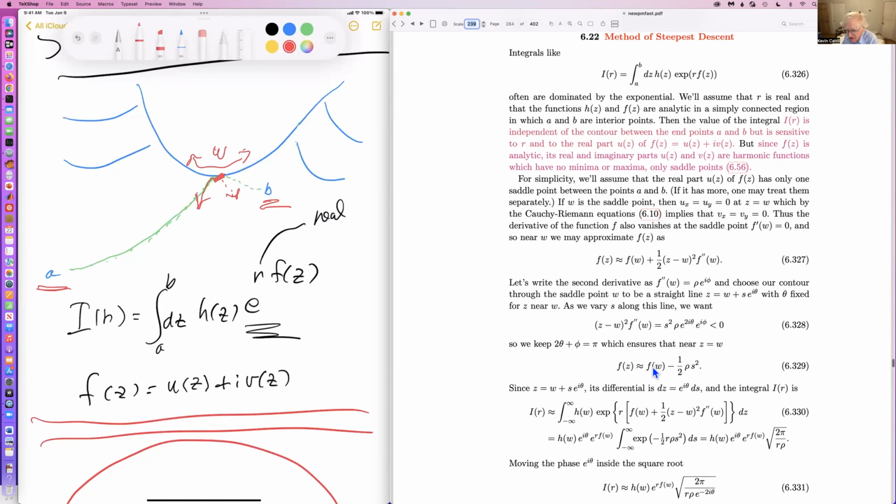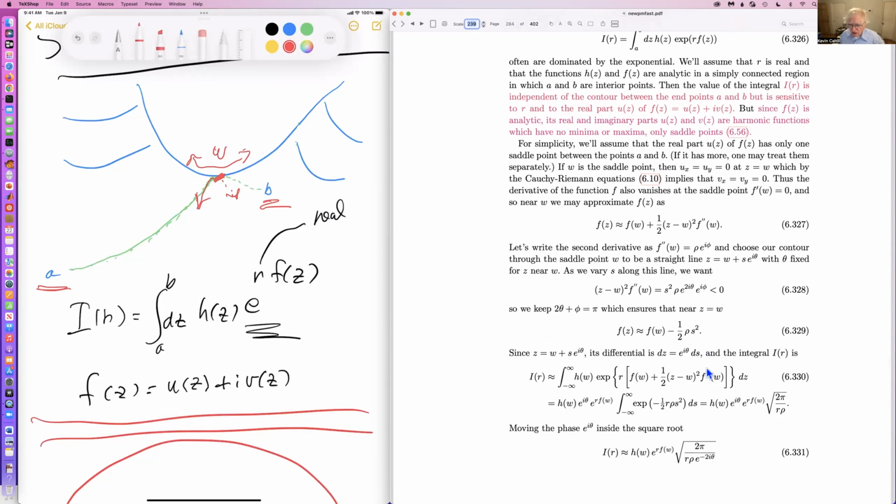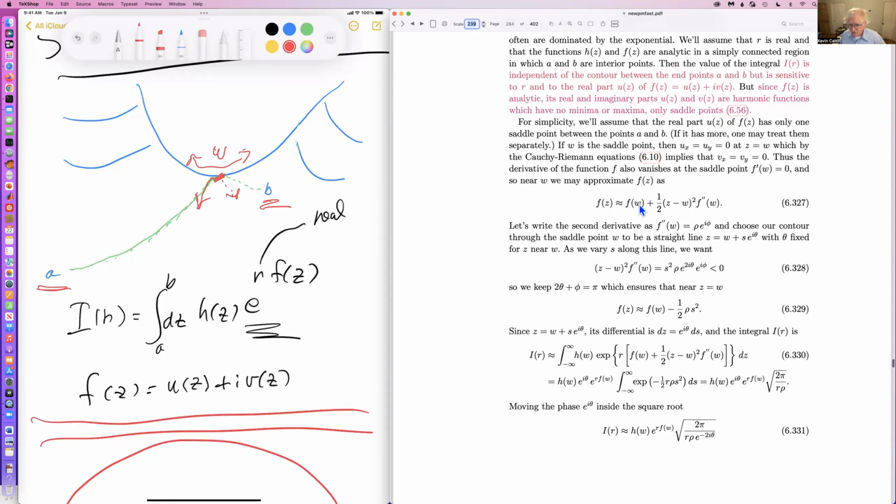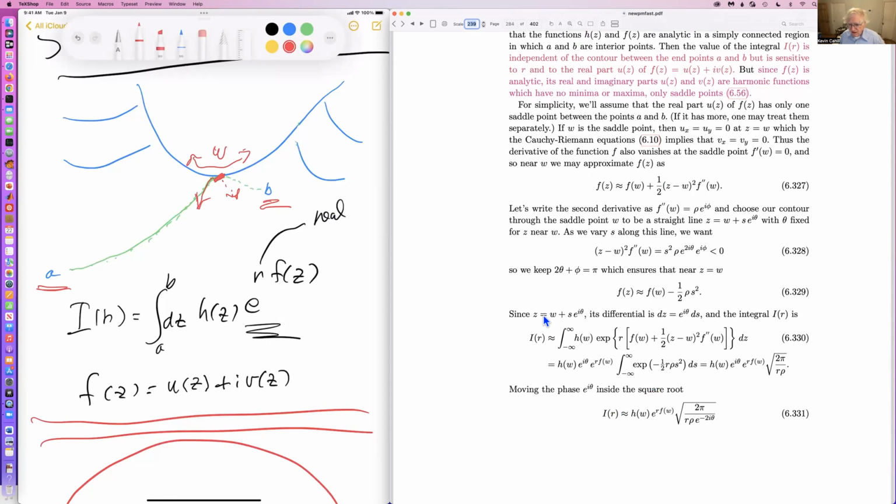And then f of z is f of w minus a half rho s squared, where s is where the angles are such that theta and phi are chosen such that 2 theta plus phi is pi. Okay, so the 1/2 here comes from that 1/2. And so now we just substitute that in and do the integration.